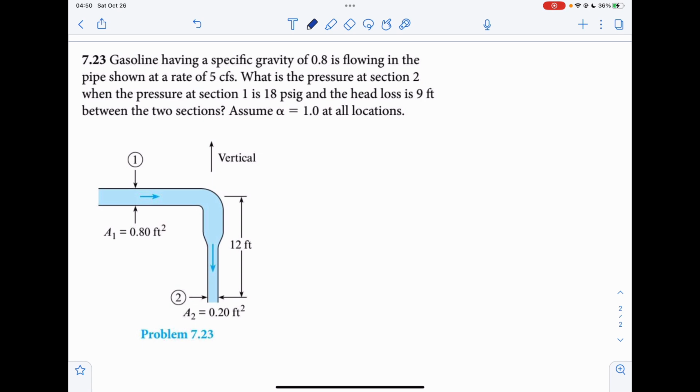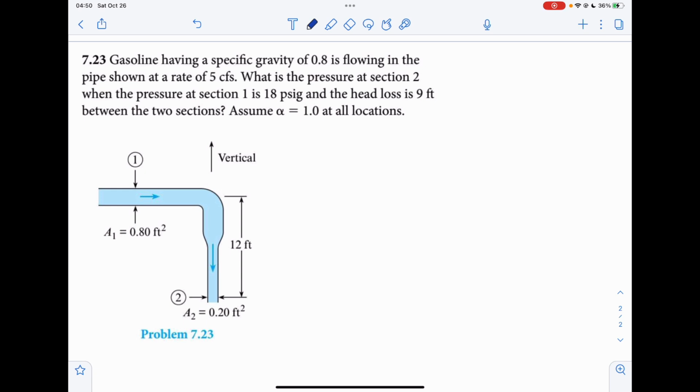Now let's look at the second problem. We have gasoline, which has a specific gravity of 0.8, flowing in the pipe as shown at a rate of 5 cubic feet per second. What is the pressure at section 2? The pressure at section 1 is 18 psig and the head loss is 9 feet between the two sections. Assume alpha equals 1 at all locations.